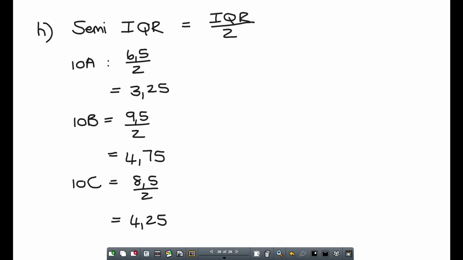Okay, now they also ask me for the interquartile range. It lies between Q3 and Q1. So if you were to calculate, 9 minus 5.5, my interquartile range is going to be 3.5. Are you right there?